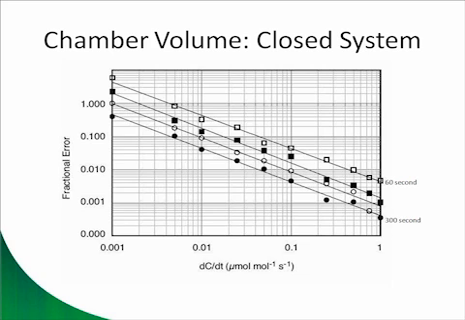In the example shown here, this is the expected fractional error for various changes in CO2 concentration with time for measurement periods of 60 to 300 seconds, assuming about a 2 ppm peak-to-peak noise in the analyzer. The uppermost line is for a 60-second measurement, and the lowest line is for a 300-second measurement. So you can see that increasing how long the measurement runs will reduce the error, but the effect is much smaller than increasing dC/dt. And how do we increase dC/dt? We make sure that our chamber is not too large for the measurement that we're trying to make.